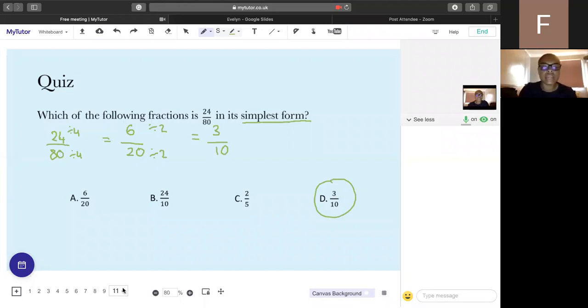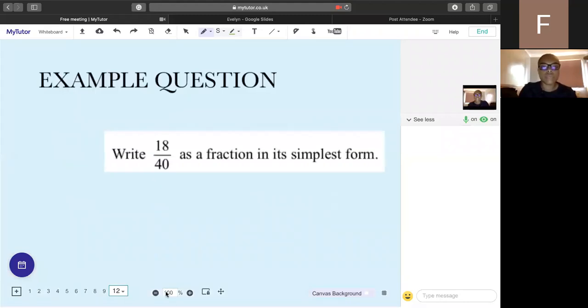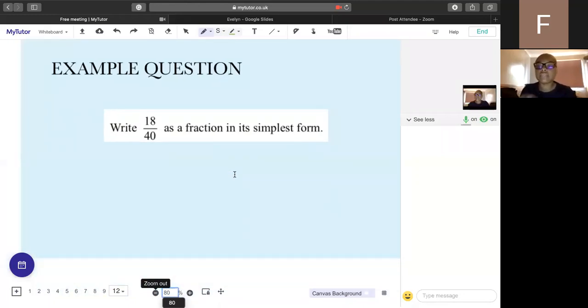So let's continue with an example question now. Here we again want to write a different fraction in its simplest form. So we've got 18 over 40. We're going to do it exactly the same way. You write your fraction and see what common factors it has. They're both even numbers, so I would just start with dividing it by 2. So we've got 9 over 20. And that would be it, because there's no more common factors between 9 and 20. So that would be your answer in its simplest form.